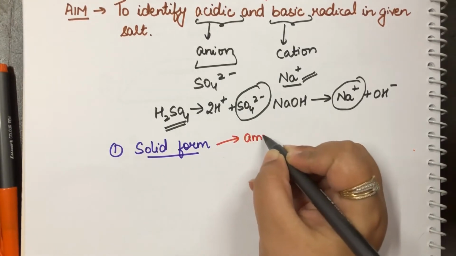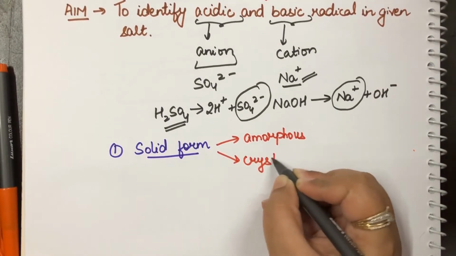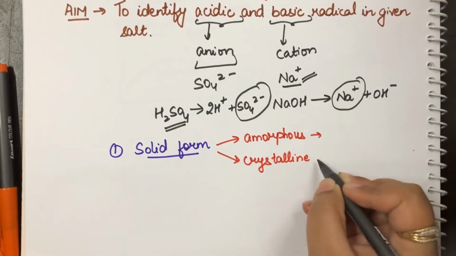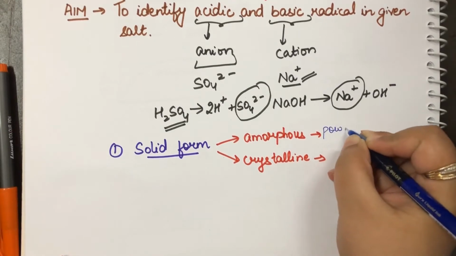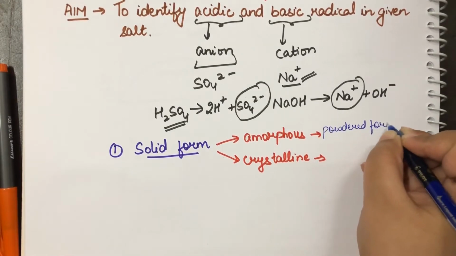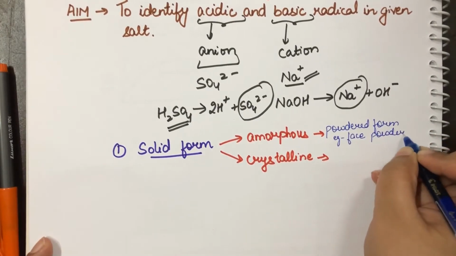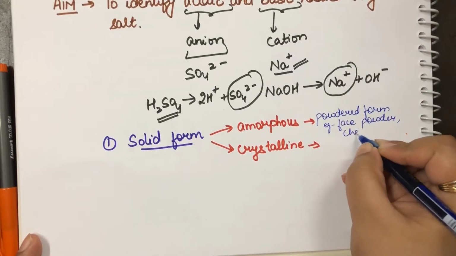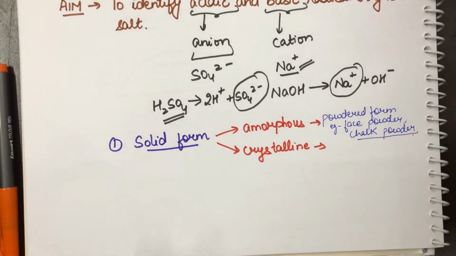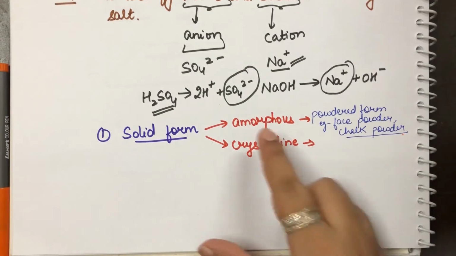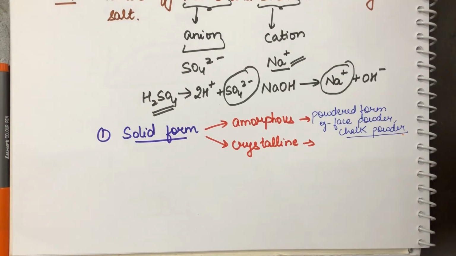You can check if it is amorphous or if it is in the crystalline form. Now, what is this amorphous and crystalline form? Amorphous means it would be in your powdered form. It can be like your face powder. Your face powder is in the amorphous form, or we can talk about chalk powder here. The consistency, the physical state of your face powder and chalk powder is amorphous. So if your salt is amorphous, then you can compare it to the face powder or the chalk powder.